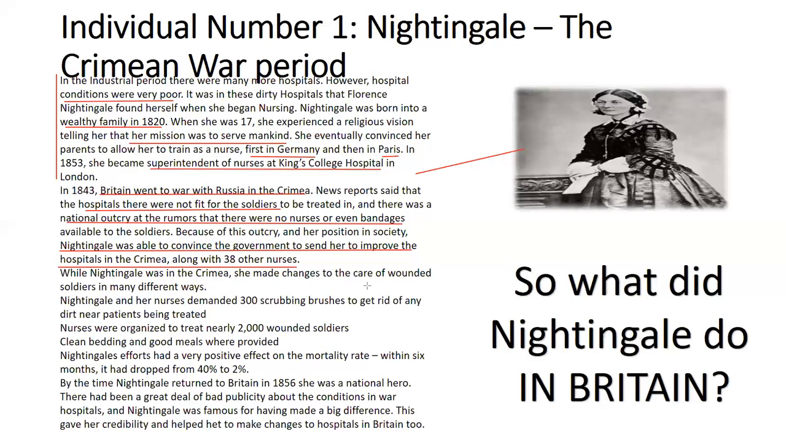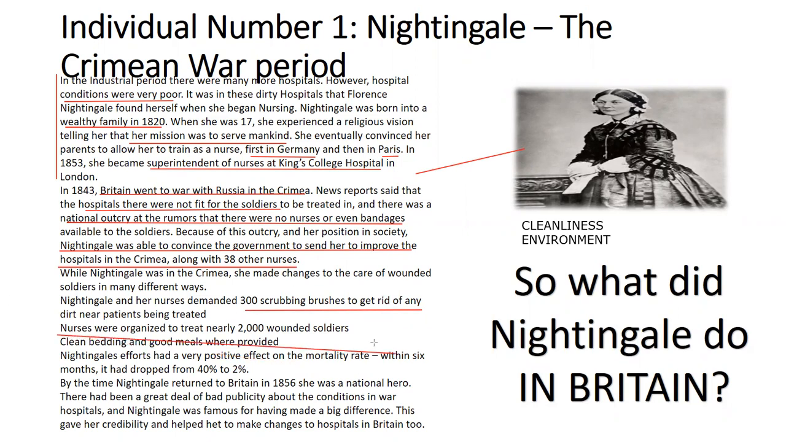When Nightingale was in the Crimea, she made changes for the care of the wounded soldiers. So what did she do? Well, very simply, if I'm going to sum it up in one word, I'll put it here. She focused on cleanliness. She focused on the actual environment in which the soldiers were in. So these are some of the things that Nightingale did. She demanded 300 scrubbing brushes to get rid of any dirt near patients being treated. This would allow them to prevent infection, and again, a concept that wasn't massively known about yet, because remember, if we're in 1843, we don't know about germ theory yet.